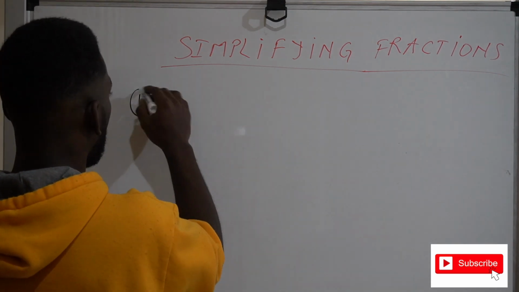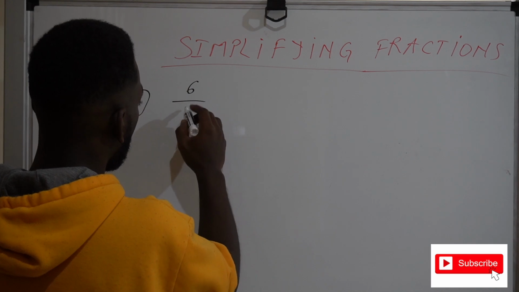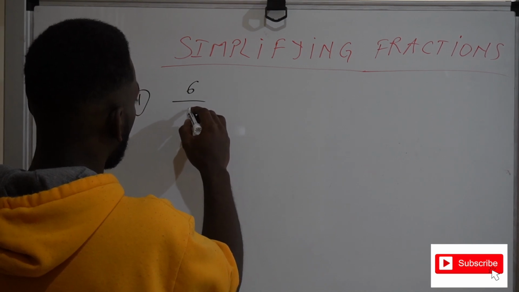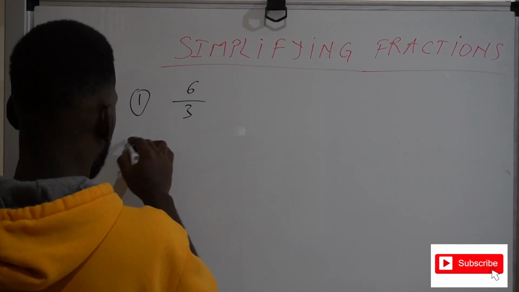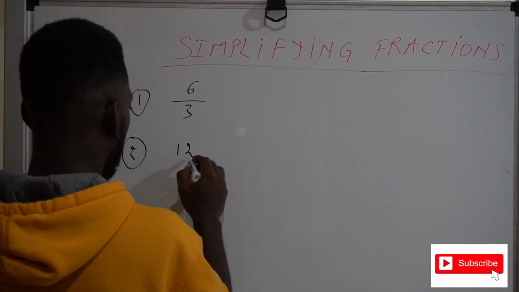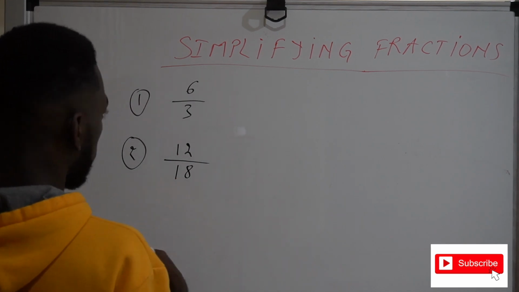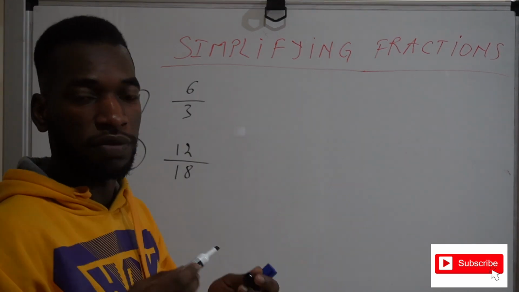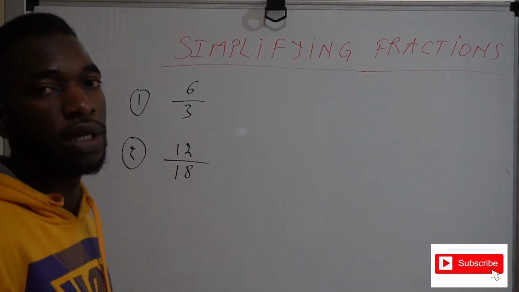So what we do is take our first one, let it be 6 divided by 3, and I'm going to take number 2 being 12 divided by 18. Let's look at those two first of all. The first one, 6 divided by 3.